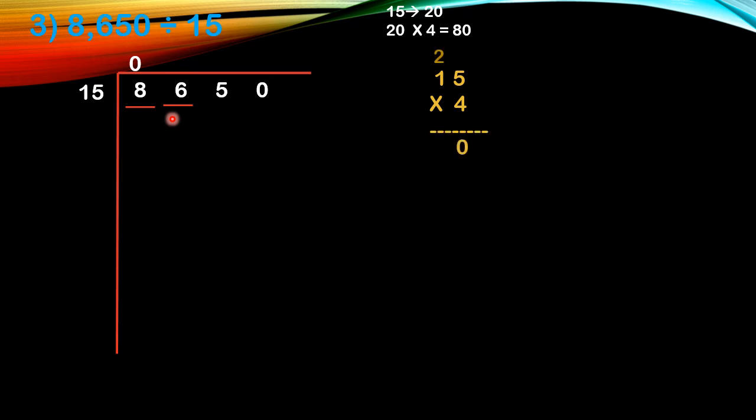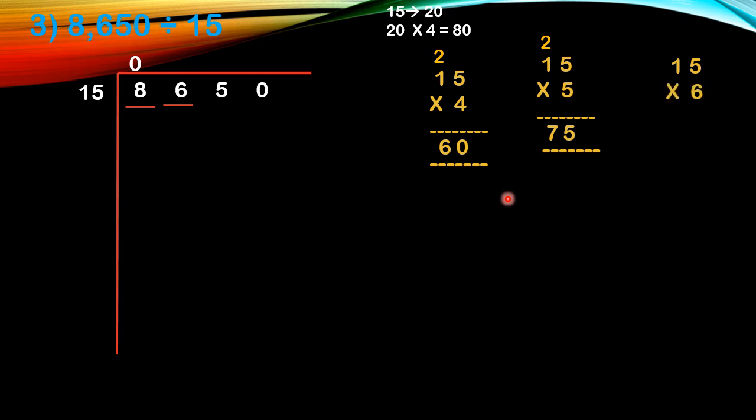So 5 4s are 20, carry 2. Then 1 4 is 4, 4 plus 2 is 6. 60. So 60 is less than 86. Then we can find out 15 into 5 also. So 5 5s are 25, then carry 2. Then 1 5 is 5, 5 plus 2 is 7. 75. So this is also less than 86.